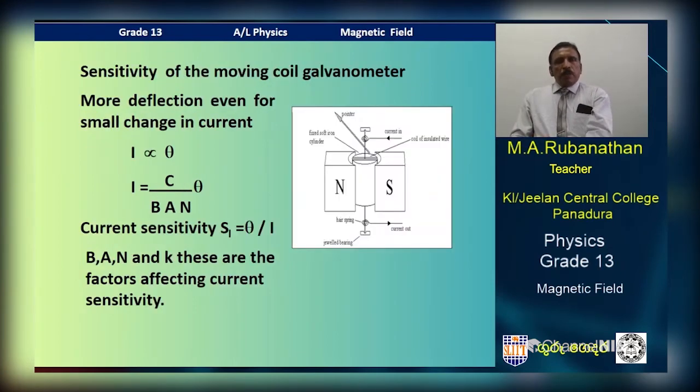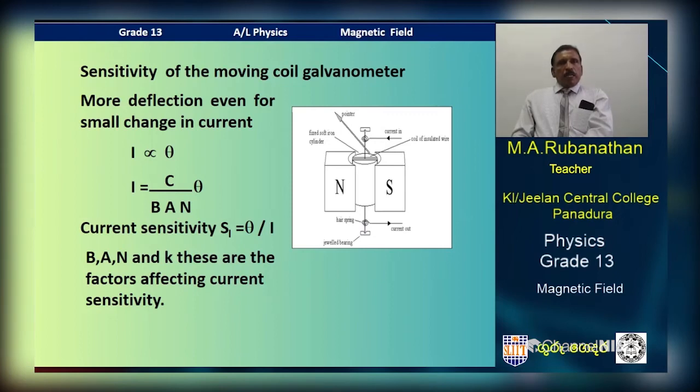So now here we go to sensitivity of the moving coil galvanometer. First, think about what is sensitivity. In the previous chapter, thermal physics, you heard this word, sensitivity. Sensitivity of the thermometer. What is sensitivity of the thermometer? When there is a small change in temperature, you get a big scale difference in the thermometer. That is the sensitivity of the thermometer.